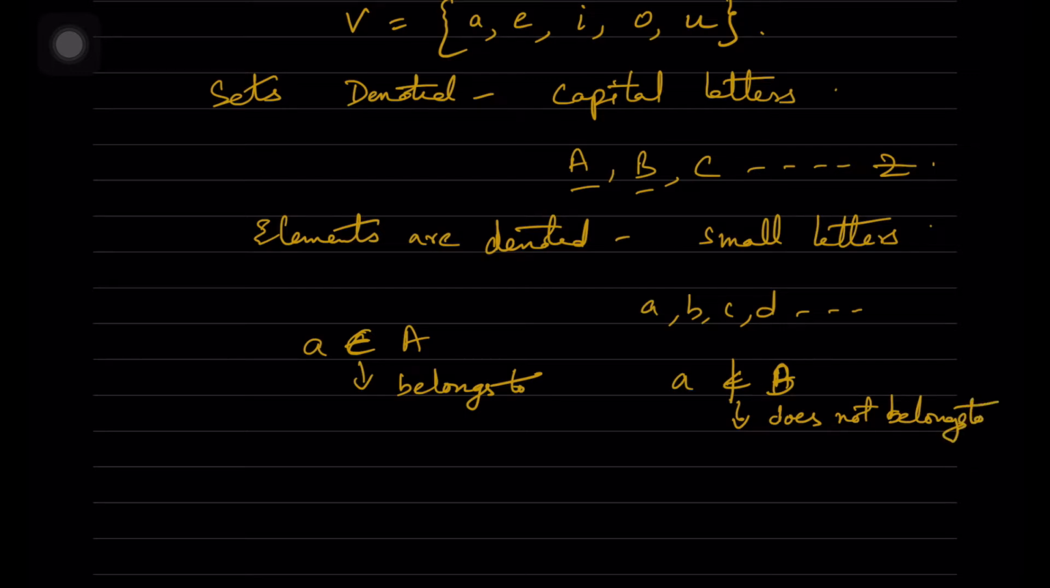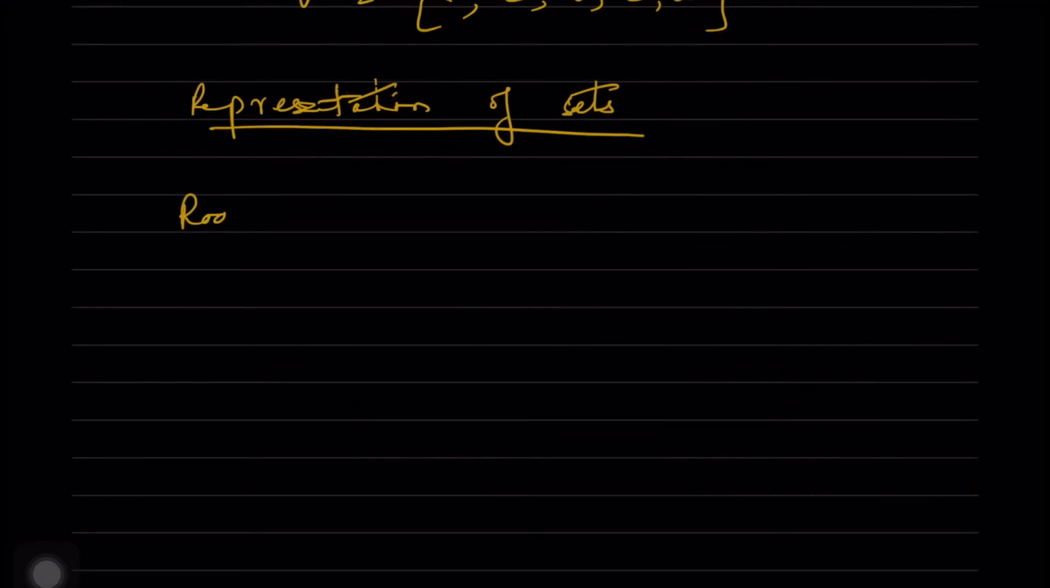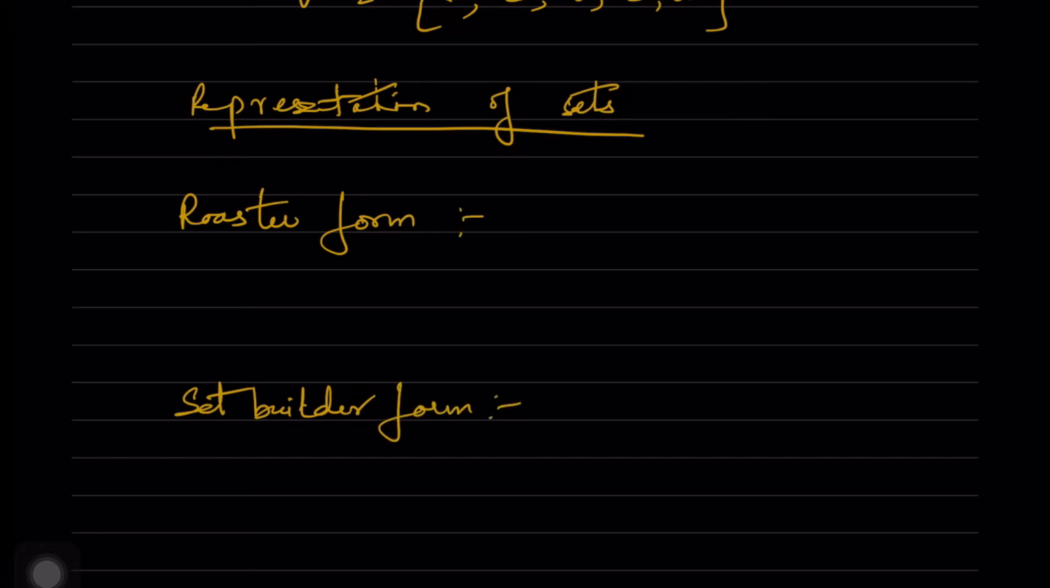And then we'll be having two different representations of sets. How can they be done? We'll see. Roster form, and the other one is set builder form. So what are these two forms, we'll just see, and what are the differences between these two forms also we'll see. Why are they called in this way?